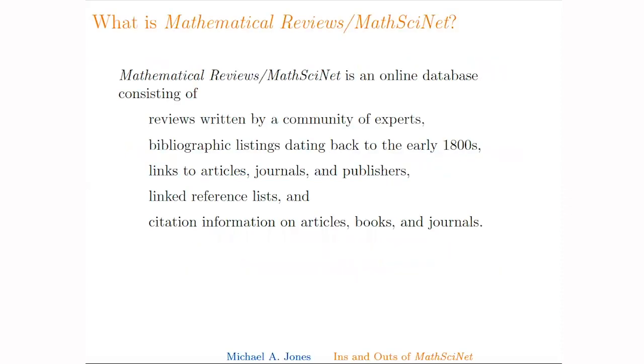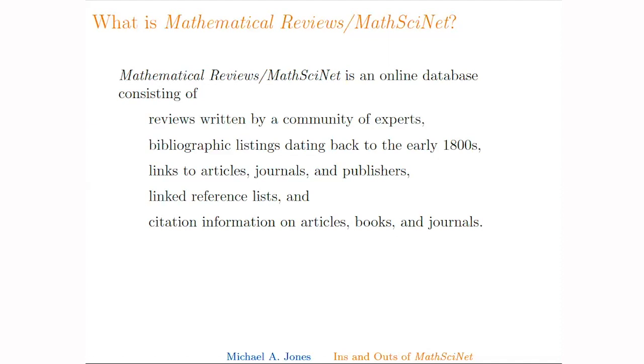So MathSciNet is an online database consisting of reviews from experts. So editors send out papers. Experts become reviewers, and they put in some qualifiers of what they're interested in reviewing and what they are experienced in. And then we end up sending papers out to those experts who write reviews. Even though we started in 1940, we have bibliographic data going back into the 1800s.